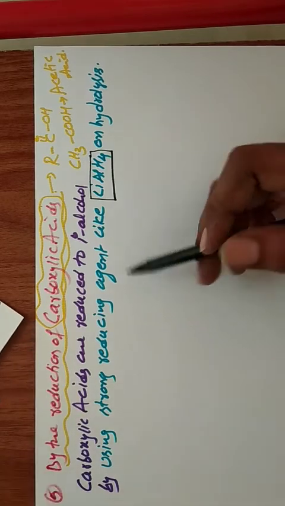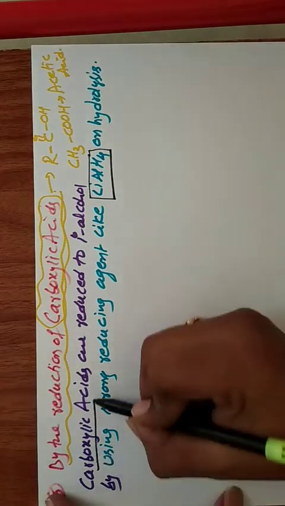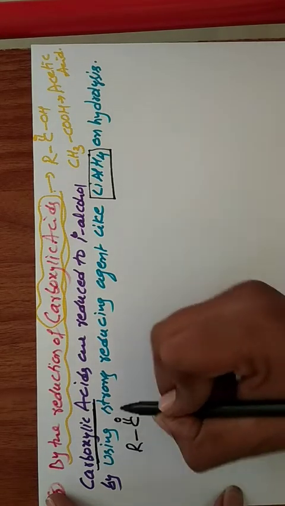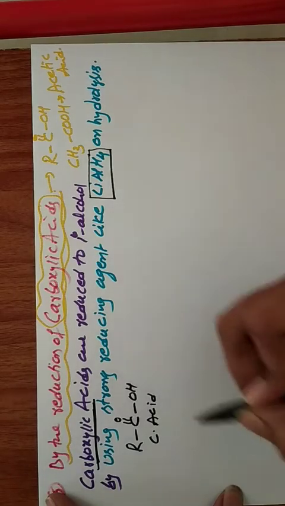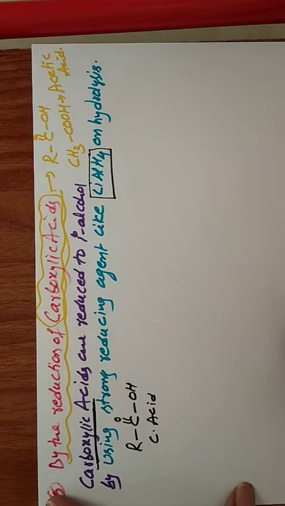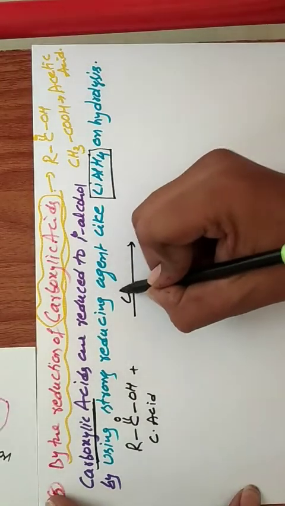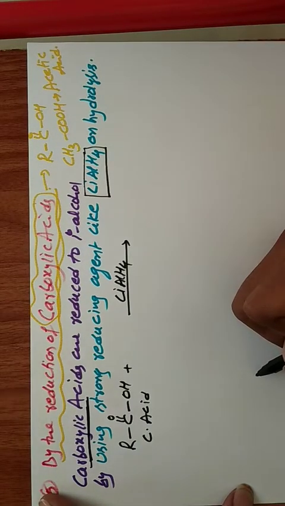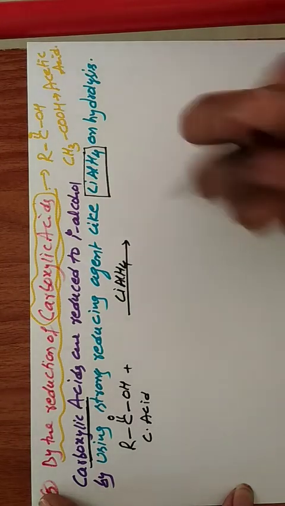So based on this, now we will write the general reaction. What is the general formula of a carboxylic acid? Already we know: R–C(=O)–OH. This is a carboxylic acid. It undergoes reduction in the presence of LiAlH4. This LiAlH4 releases hydrogen atoms, that is, nascent hydrogen.